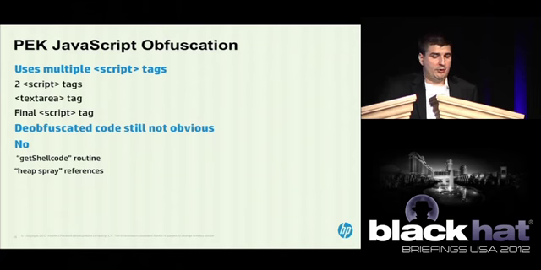And like with Blackhole, I saw a lot of references to things like getshellcode or heap spray. If you can figure out a way to deobfuscate it on the fly as you're inspecting it, you can say, oh yeah, that's definitely malicious. With Phoenix, they don't quite follow the same patterns.